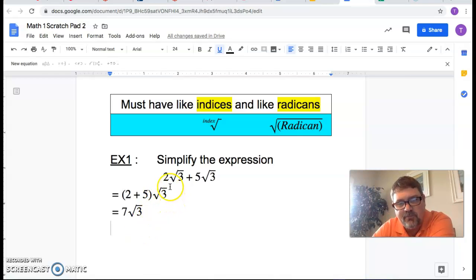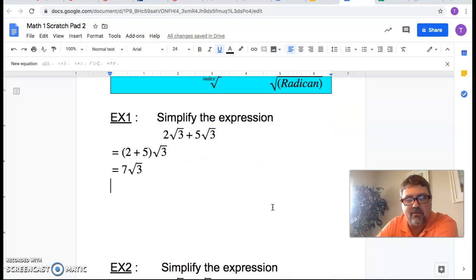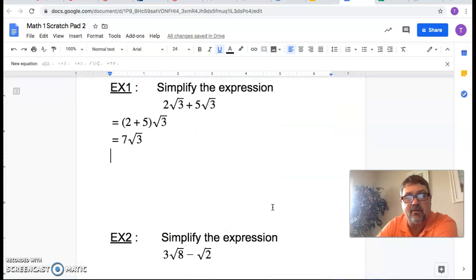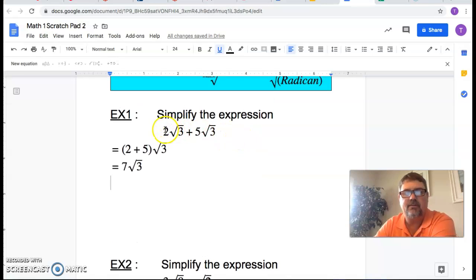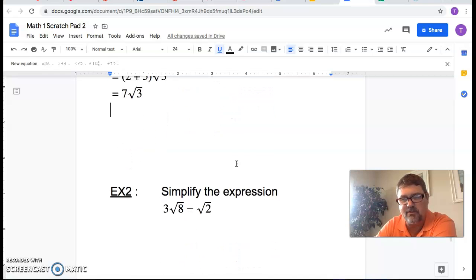So what I want you to do is, when you see that the indices are the same and they have like radicands, you can add the numbers out front. Kind of like when you sum up algebraic expressions, combining like terms, you just add the numbers in front. 2 plus 5 is 7, and it's 7 root 3. Oh, by the way, I didn't mention that subtraction works the same way. If this had been a minus, 2 root 3 minus 5 root 3 would be negative 3 root 3. So you just subtract the numbers in the front.